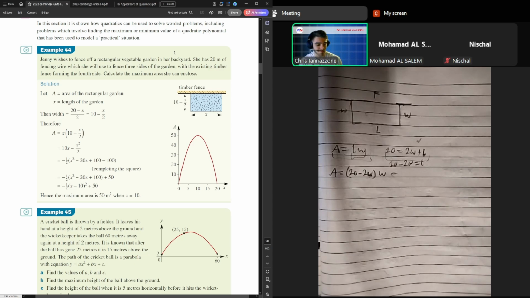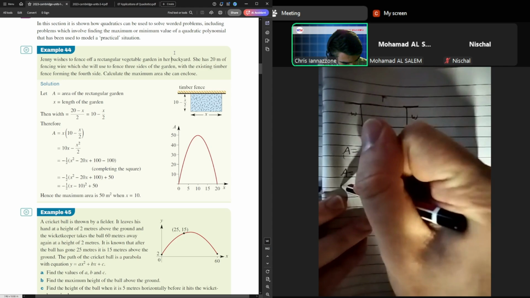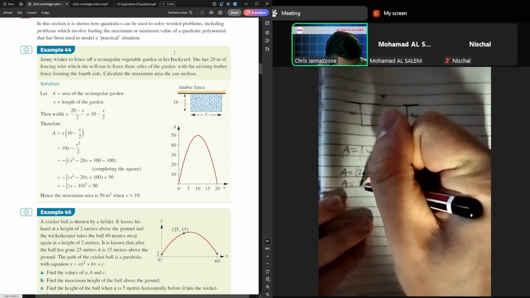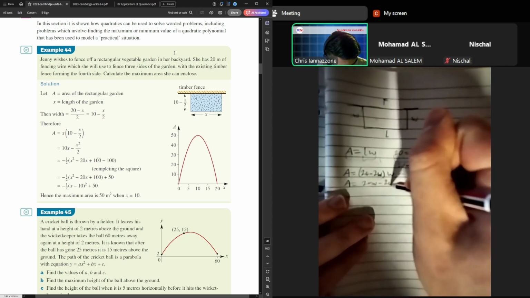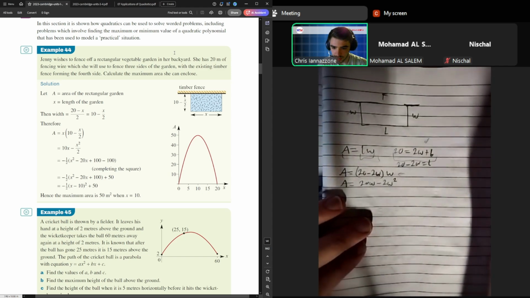Okay, I have to do a bit of revision for quadratics then. How about this? What if I rewrote it as 20w minus 2w squared? Does that seem more approachable? Could you sketch that instead?